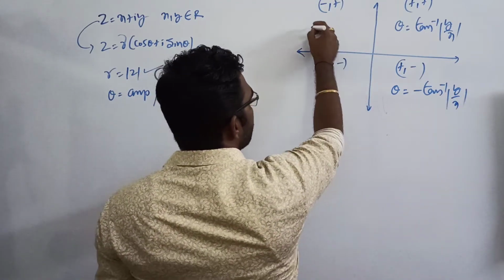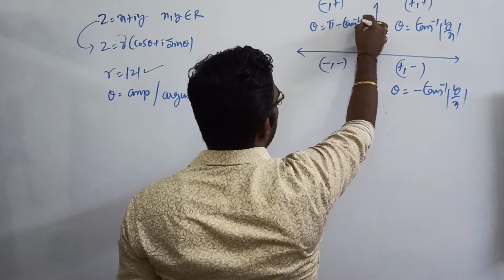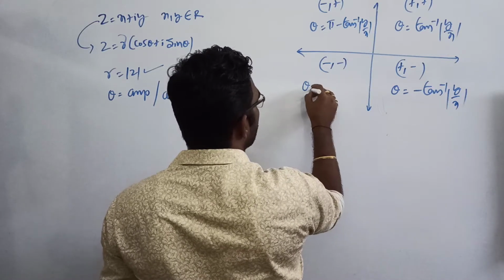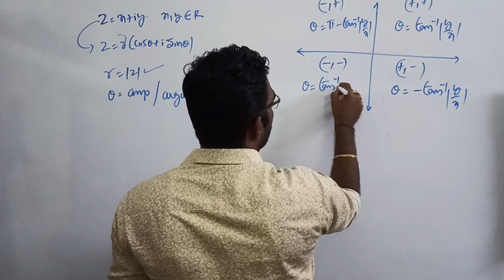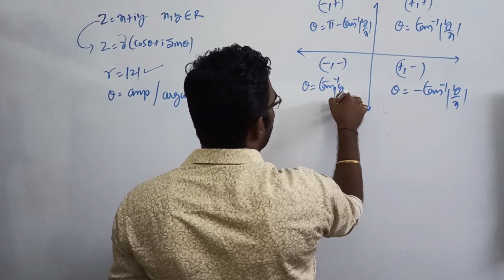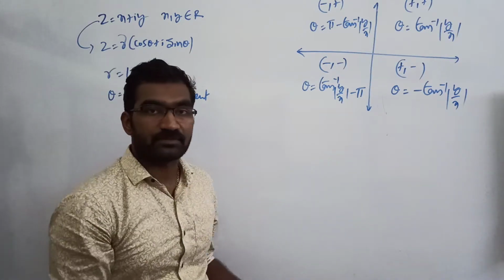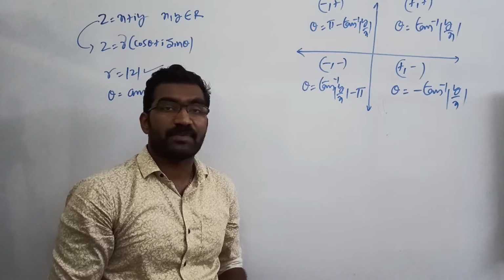If it is lying in this quadrant, then theta can be written as pi minus tan inverse of y divided by x. If it is lying in this quadrant, then we write it as tan inverse of mod of y divided by x, minus pi. So this is the way to find theta if the numbers are lying in their respective quadrants.